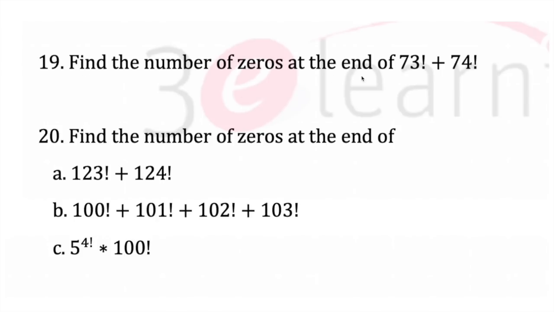Find the number of zeros at the end of 73 factorial plus 74 factorial, and we have 3 questions under the 20th number series question. Okay, so if you have not solved this question yet, please pause the video and try to solve it. I think you have paused and solved the question. So let's check the concept first.